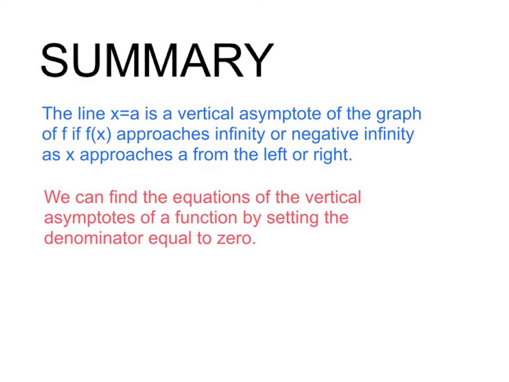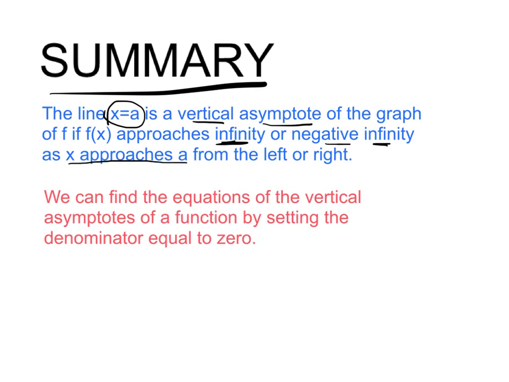And we have arrived at our summary here. We know that the line x equals a is a vertical asymptote of a graph if the function approaches infinity or negative infinity as x is approaching a from either direction, that's from the left or from the right. And we can find the equations of our vertical asymptotes by setting the denominator equal to 0, just like we would if we were looking for the domain of that function.